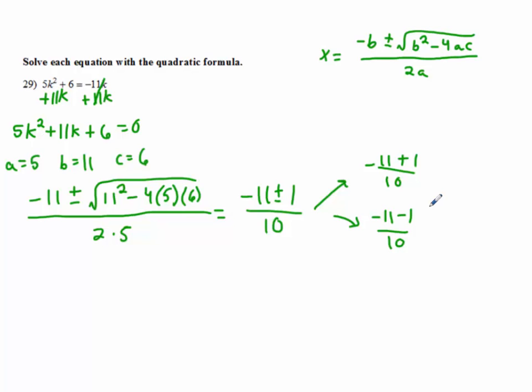So the first one, negative 11 plus 1 is negative 10. Negative 10 over 10 is negative 1. This one, negative 11 plus a negative 1 is negative 12 over 10, which simplifies to be negative 6 over 5. So negative 6 over 5 and negative 1 are our answers.